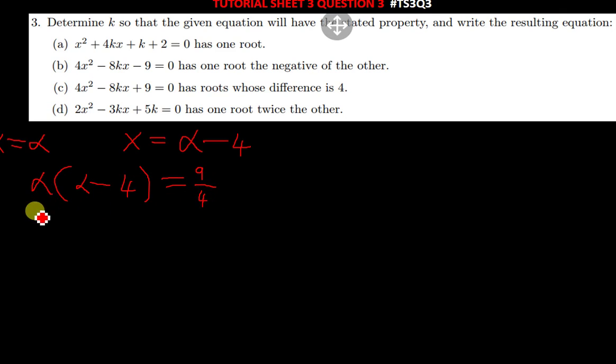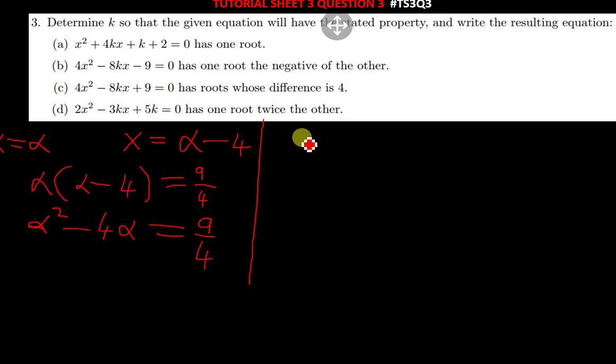So you're going to have your alpha squared minus 4 alpha being equal to 9 over 4. So we move on to the next one, which is addition of two roots.